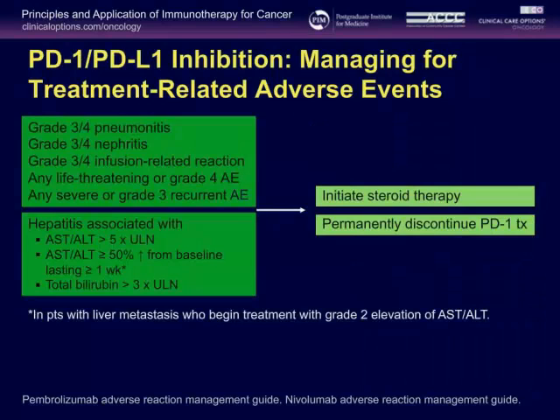Okay, so how do we manage these adverse events otherwise? This is, again, sort of a continuation of that discussion. If they've got a grade 3, 4 pneumonitis, nephritis, infusion reaction, any other life-threatening grade 4 event, any severe grade 3, then you just stop the drug. Start steroids, stop the PD-1 inhibitor. And then there are some guidelines with the degree of hepatitis to look for as well.